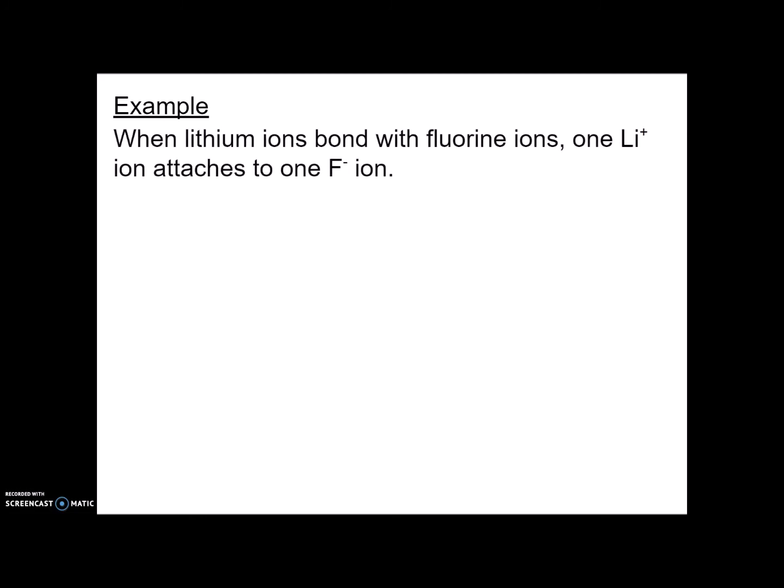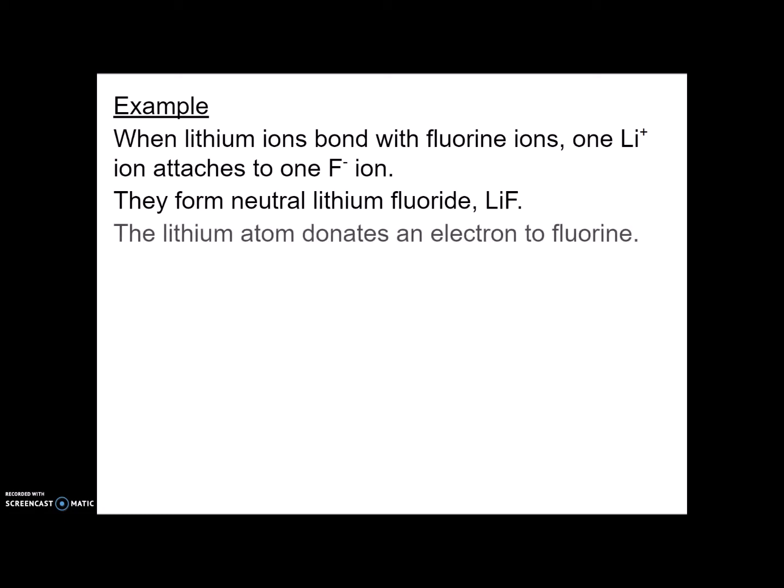Here's another example. Let's take a look at lithium when it bonds to fluorine. We know that when lithium bonds with fluorine ions, you've got one lithium with a +1 charge and one fluoride ion with a -1 charge. The compound lithium fluoride is neutral, of course, and it consists of one lithium and one fluorine atom. When they form that compound, the lithium atom donates its one electron to fluorine.